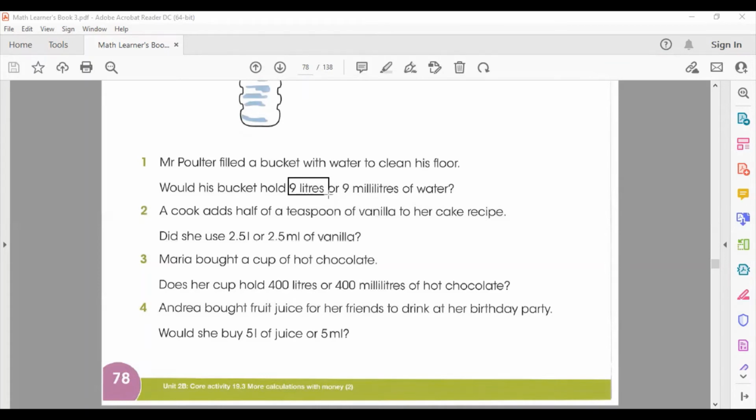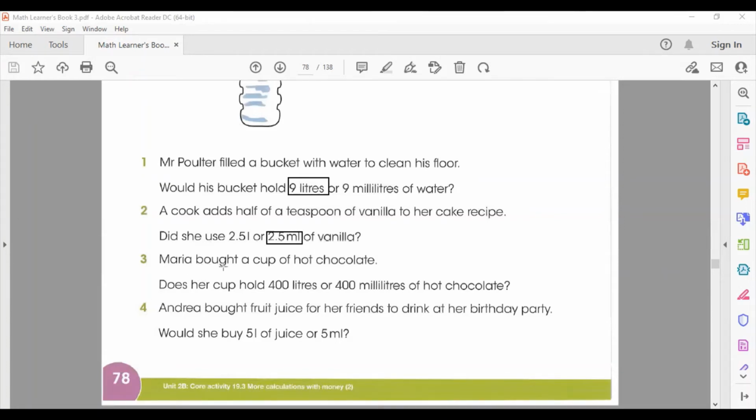water. A cook adds half a teaspoon of vanilla to her cake recipe. Did she use 2.5 liters or 2.5 milliliters of vanilla? 2.5 milliliters is the better option. Why? Because we are talking about a teaspoon. We cannot put 2.5 liters on a teaspoon. So 2.5 milliliters for small containers.